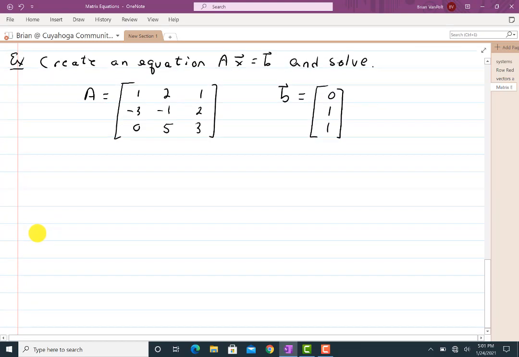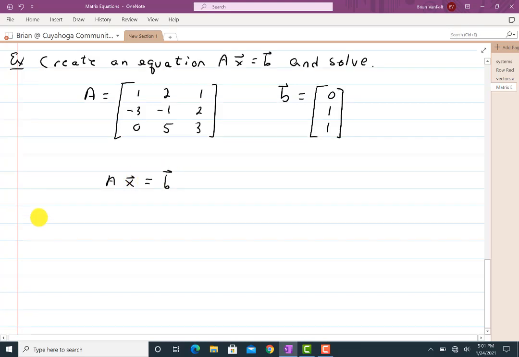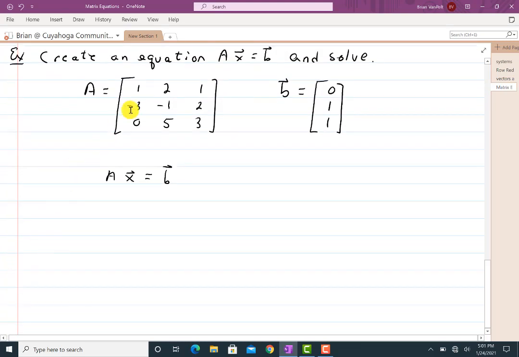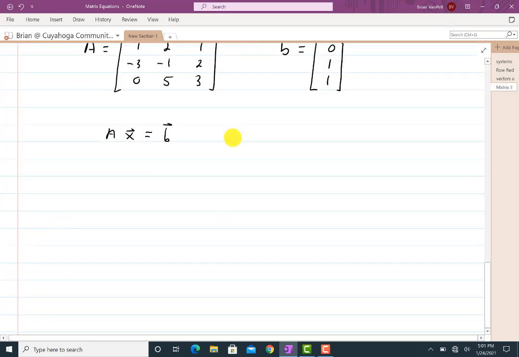And so we wanted to create an AX equals B. So AX equals B will look something like this. Since we have 3 columns, 1, 2, 3, whatever vector I multiply it by has to have 3 entries. So X will have to have 3 entries. So let's go ahead and do that. I'll let X equal x1, x2, x3.